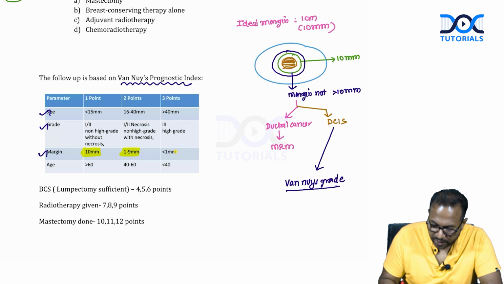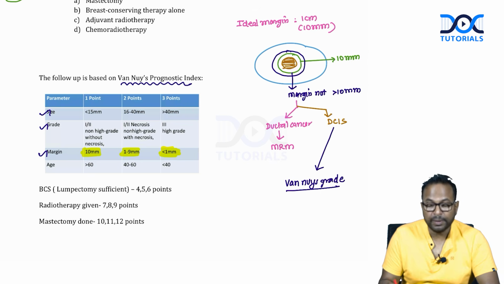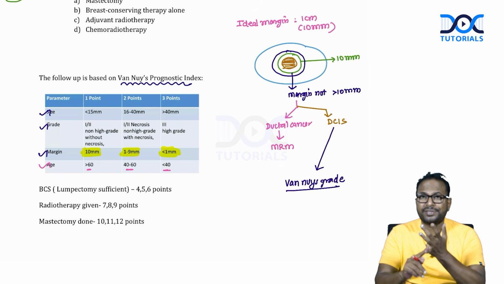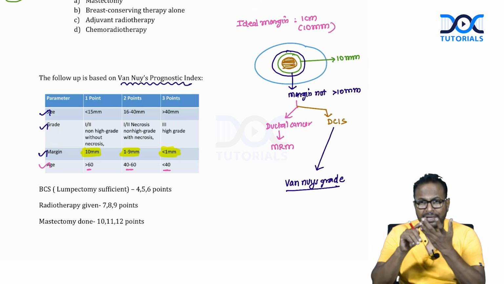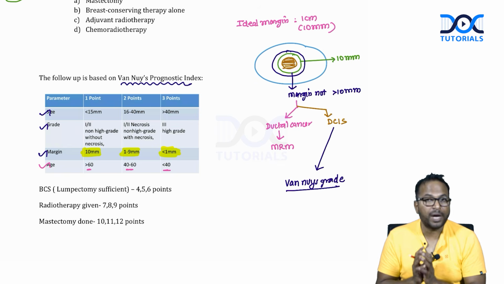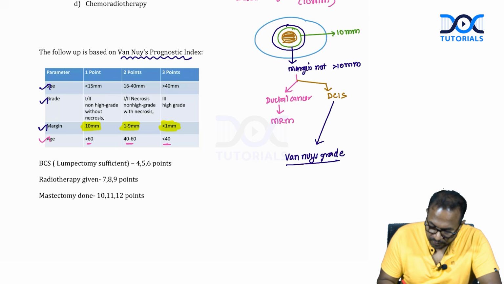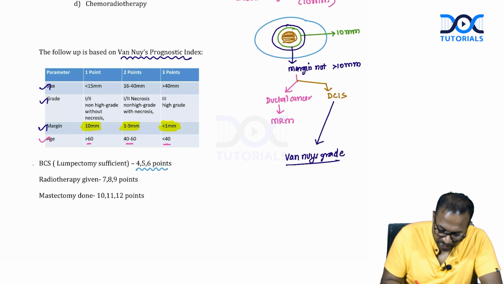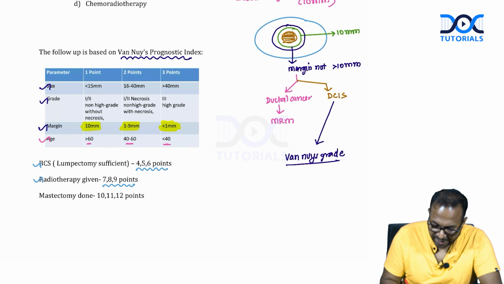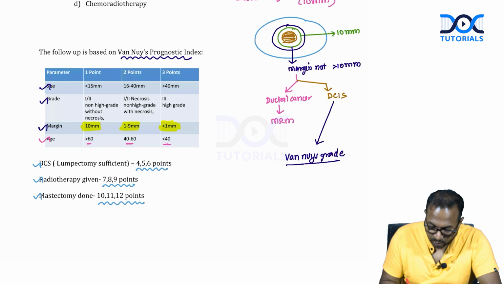If the margin is 1 to 9 mm or less than 1 mm, and see the age of the patient, more than 60, 40 to 60, less than 40. So based on size, margin, grade and age of the patient, we have given points for the patients, and if it is 4, 5, 6, whatever we do, lumpectomy is sufficient. If the points are 7, 8, 9, we have to give radiotherapy. Mastectomy is done for 10, 11, 12 points.